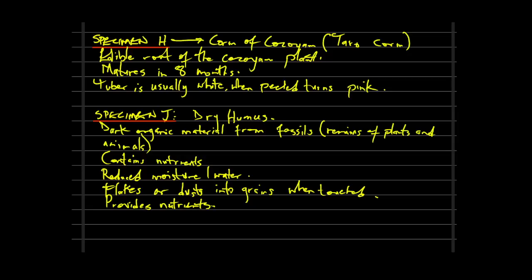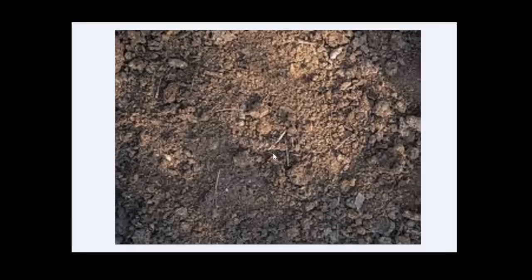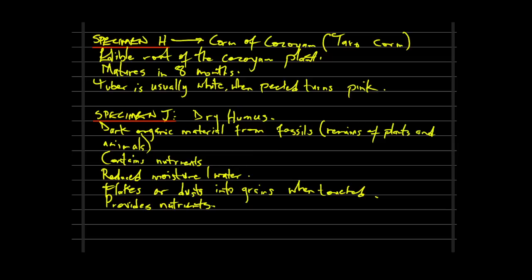So don't forget, because it is dry humus, it has the nutrients in it, but it will not be able to give them to the plant, because the plant cannot absorb the nutrients in solid form. The nutrients have to be dissolved in water first, then it is this water that the plant will be able to absorb into its system. The next specimen we shall be looking at is specimen K.